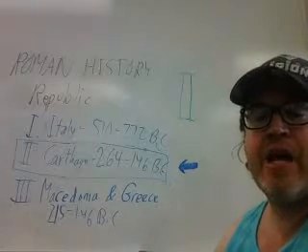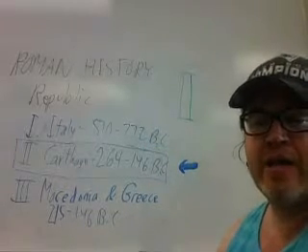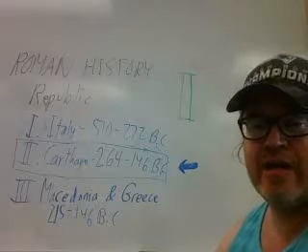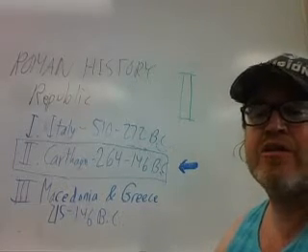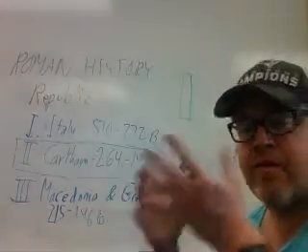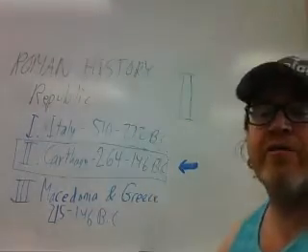The final chapter in the Italic conquest comes in 272 BC with the fall of the last holdout city down in southern Italy called Tarentum. Today it's Taranto. And with the fall of Tarentum, the Romans finally had complete control over all of Italy.